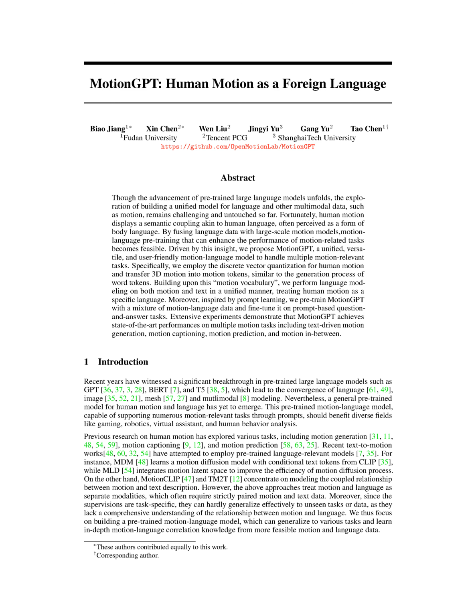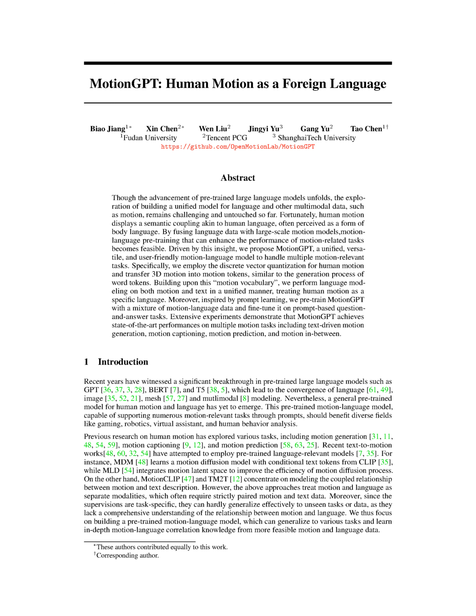Some recent text-to-motion studies have tried to use pre-trained models relevant to language. For instance, the MDM model learns a motion diffusion model with conditional text tokens from CLIP, while MLD enhances the efficiency of the motion diffusion process by integrating motion latent space. Motion CLIP and TM2T, on the other hand, focus on modeling the intertwined relationship between motion and its text description.